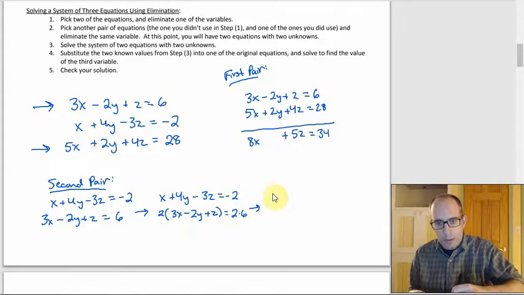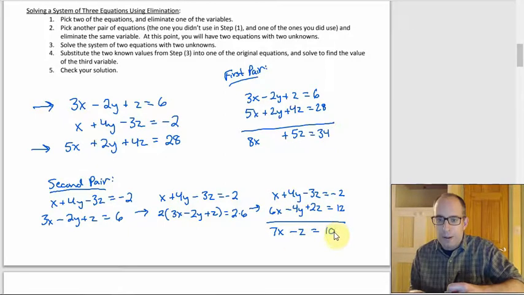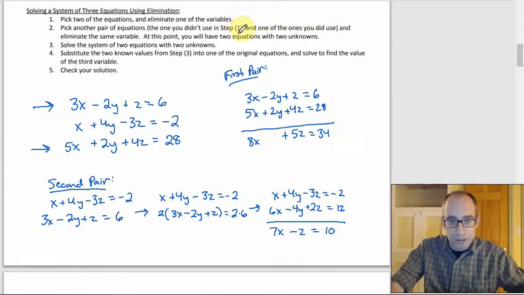So I've got x plus 4y minus 3z equals negative 2, and then I've got 6x minus 4y plus 2z equals 12. If I add those together, I'm going to get 7x minus z equals 10. And notice up here, I've got an equation in x and z. Down here, I've got an equation in x and z. So basically, I've done the first two steps. Then after that, you take those two equations and solve it like you would in section 3.1 because it's two equations with two unknowns.